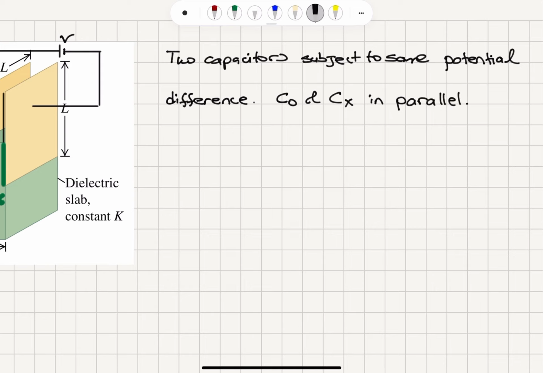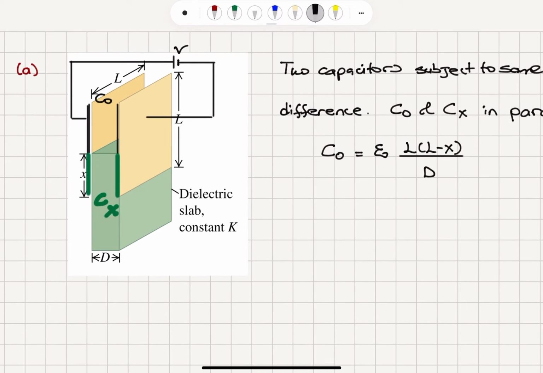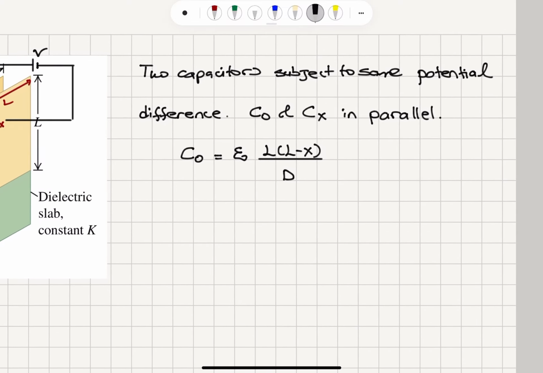Now, what is the capacitance of the air capacitor C0? It is epsilon 0, the area of its plates, L times L minus x, over the separation between the plates. So once again, we have this side L minus x, this side L. So if I write here, this is capital L minus x, and this part is capital L, because these are square, remember. So that's the dimensions of the plates.